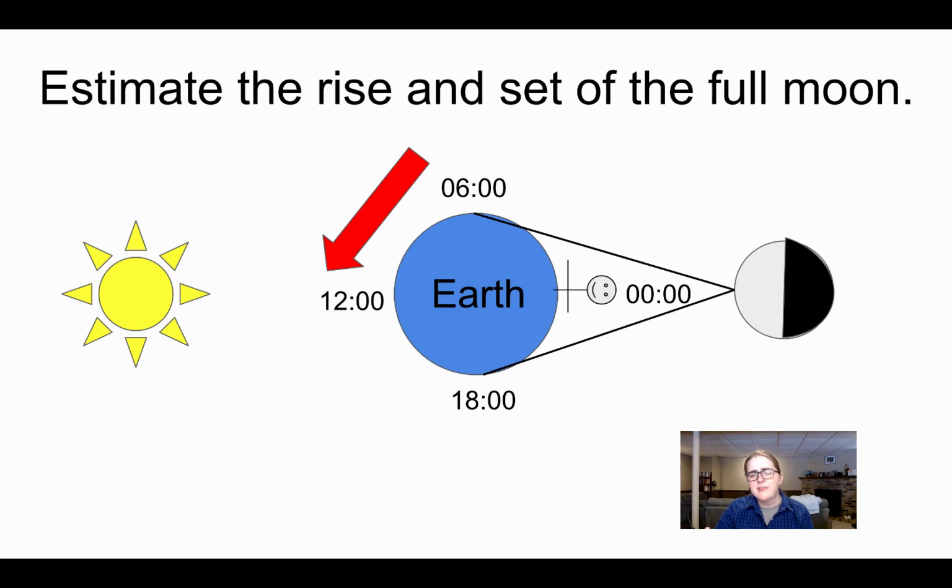Similarly, for someone standing at 6 a.m., if the Earth were to rotate just a little bit further counterclockwise, they would lose their view of the moon. And so that means that 6 p.m. or 1800 is when the full moon rises, and around 6 a.m. is when the full moon sets.